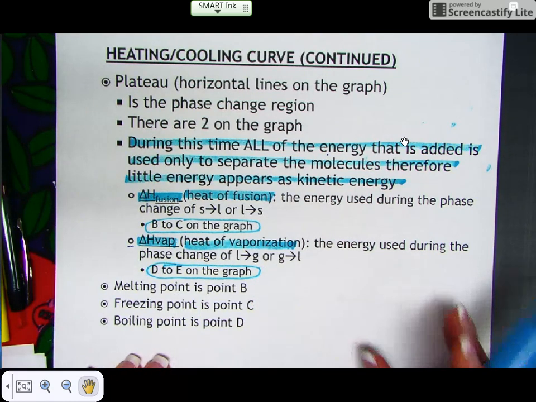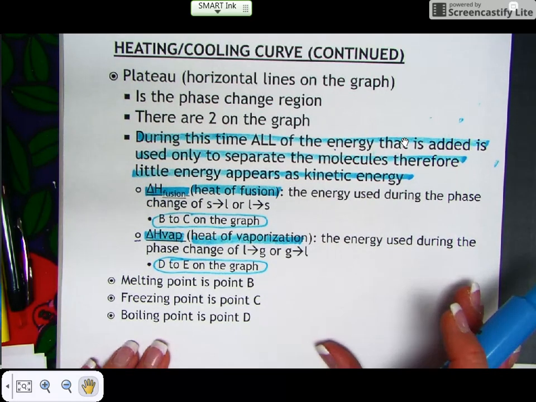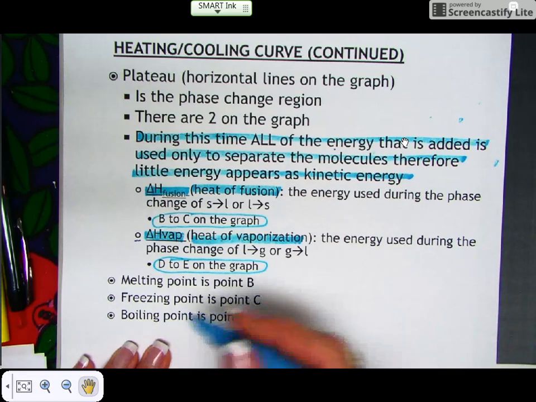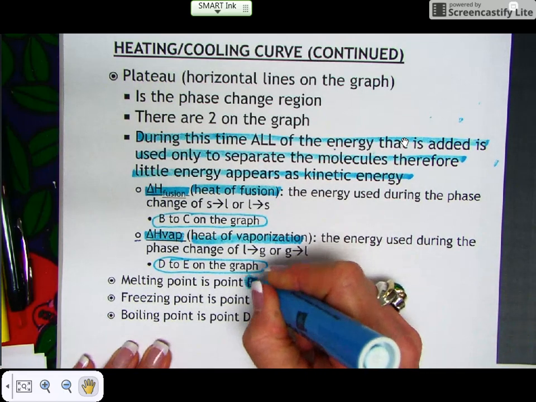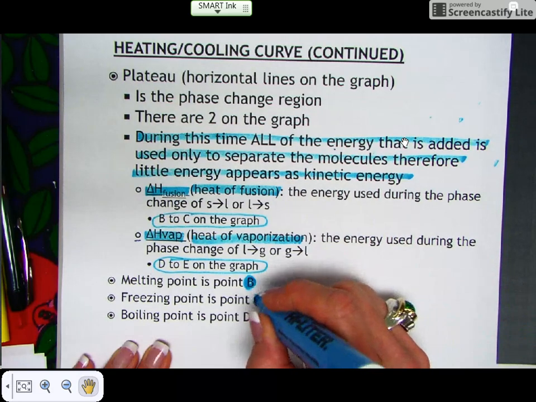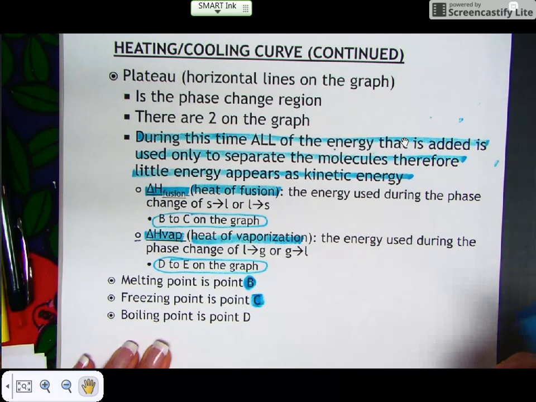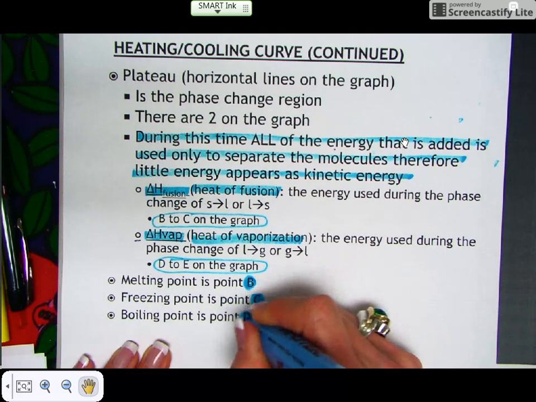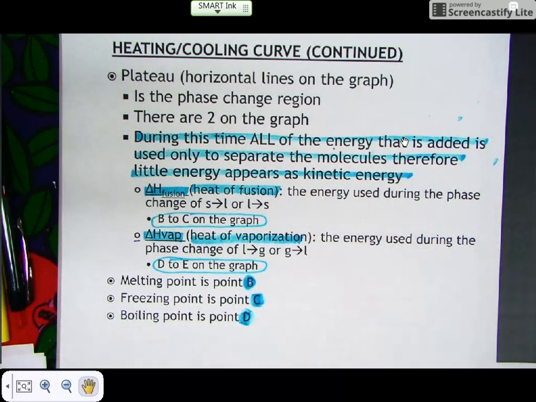A couple of other things I want to point out about your heating curve. If you refer back to the graph we just looked at on the previous slide, the melting point is going to be considered point B on your graph. The freezing point is point C on your graph, and the boiling point is point D on your graph. So let's go back and label those few things I just mentioned to finish this lesson up.